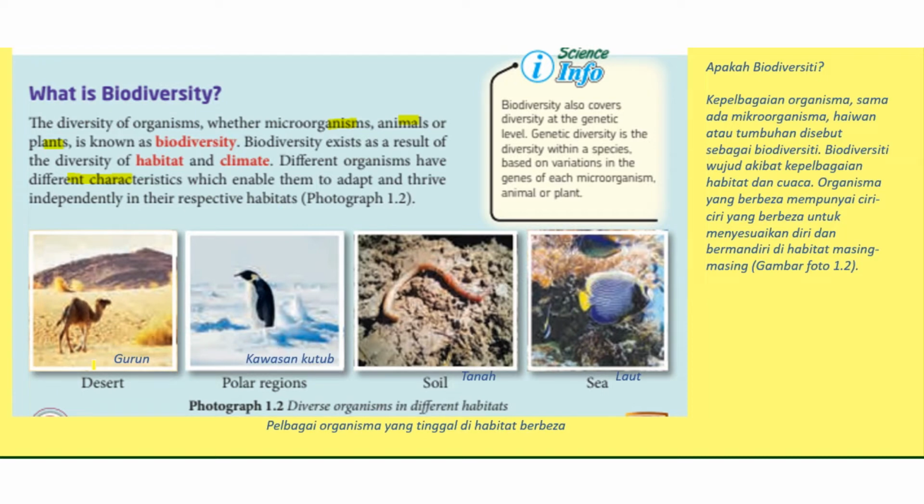Look at the camel. The camel lives in the desert. This is the polar region, the penguin. This is soil and sea. These are the animals in their own habitats. So these are diverse organisms in different habitats.